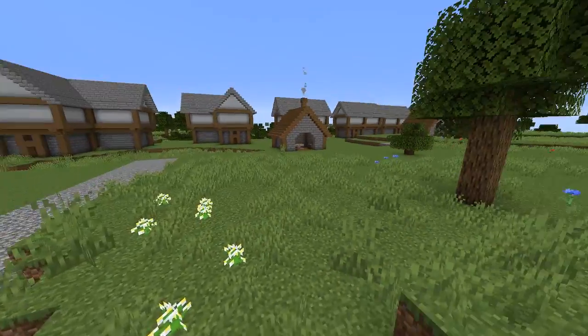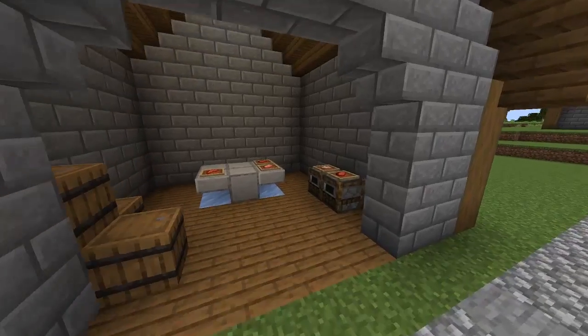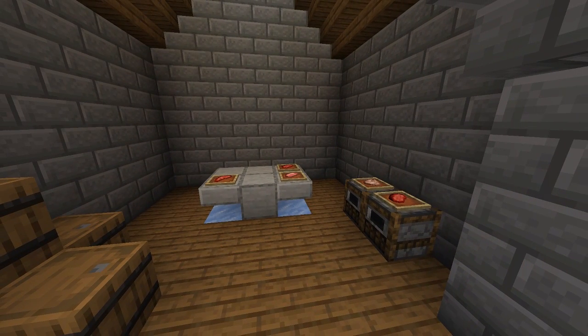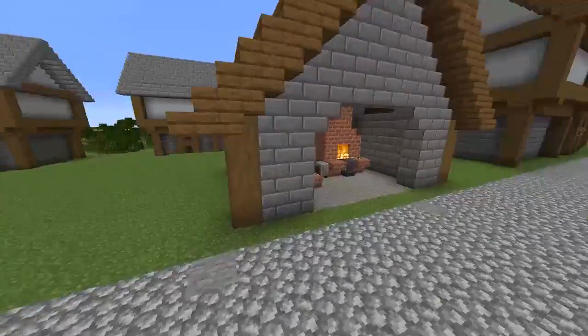Okay, so next is the businesses. So our first business is the butcher. He's really important because he makes sure we don't get any bad meat or anything like that that could get us sick. Next business is the blacksmith.